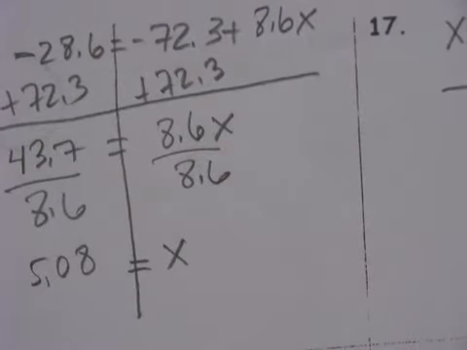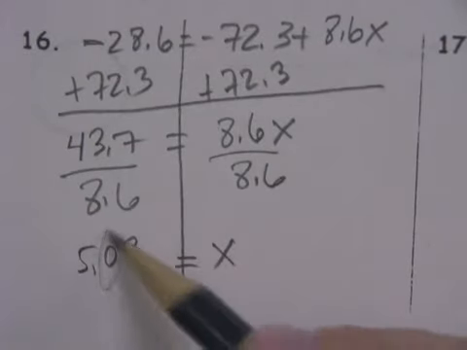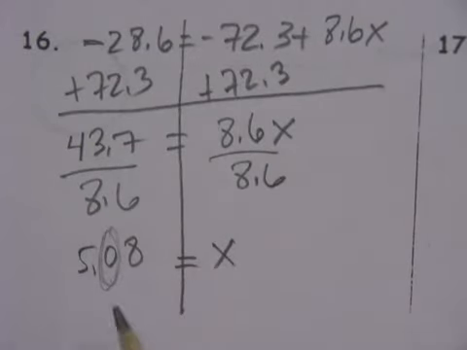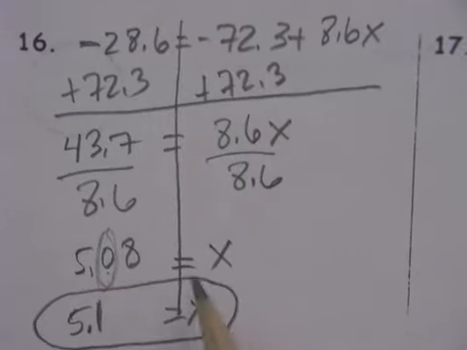So 5.08. And I think they want us to round to the, what do they want us to round to? All right, the tenth. So the 0 is in the tenth column right there. And so we leave the 5, and the 8 will go away, but the 8 makes the 0 go up to 1. So that's going to be 5.1, and that equals x. So there it is. All right, now that was question 16, and question 16 was from lesson 87.